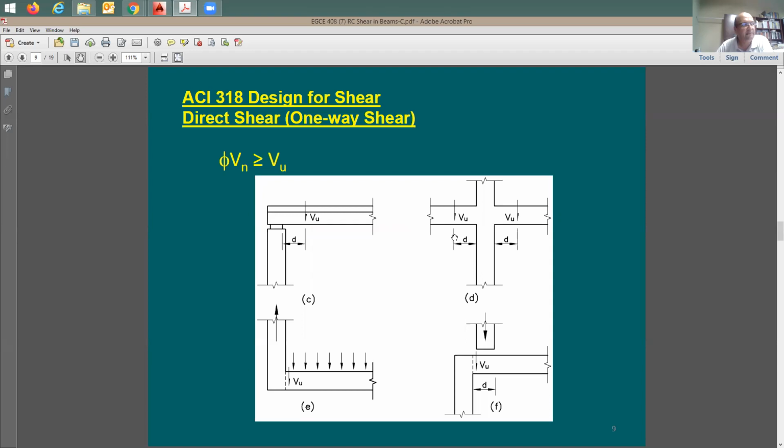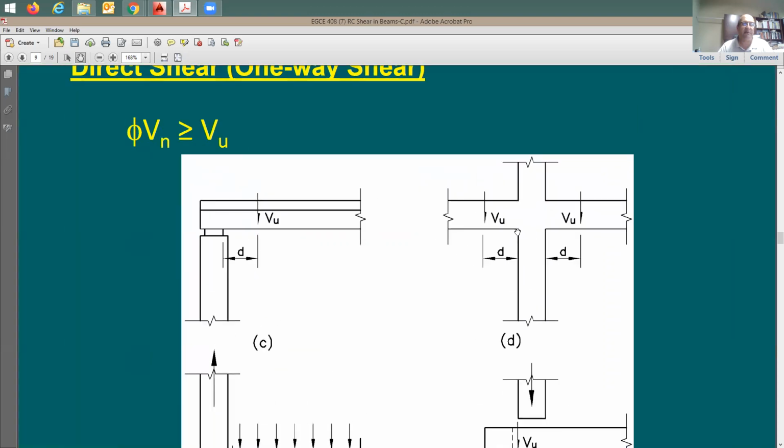And as I said, you are going to take it at the distance away from face of support. So if this is here the support, this gives you the face of support, and you're going to be going here the distance from the face of the column.